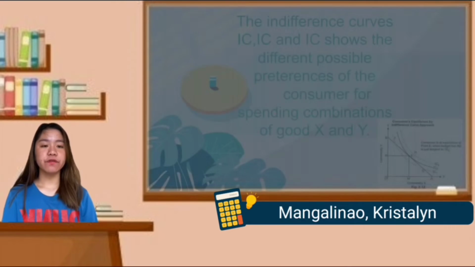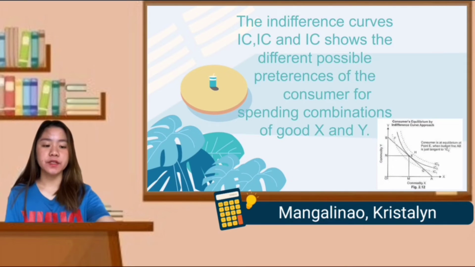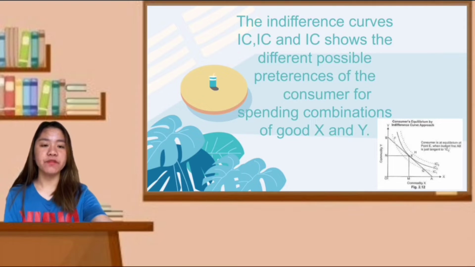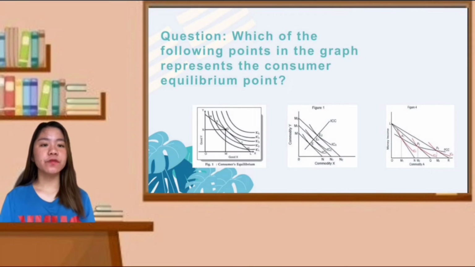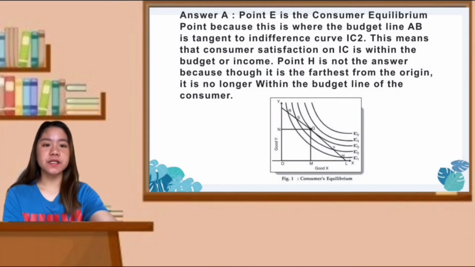The different curves of IC1, IC2, and IC3 show the different possible preferences of the consumer for spending combination of goods X and Y. Question: which of the following points in the graph represents the consumer equilibrium point? The answer is A. Point E is the consumer equilibrium point because this is where the budget line AB is tangent to indifference curve IC2.